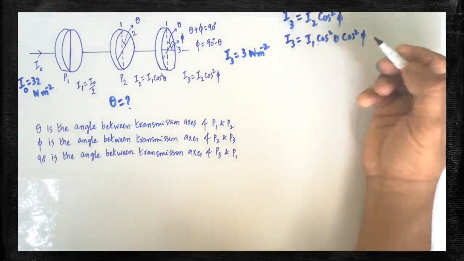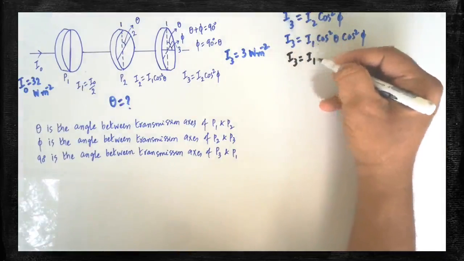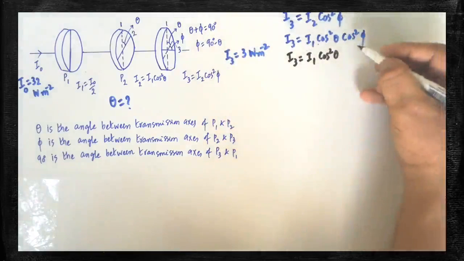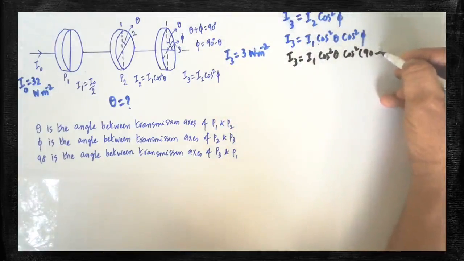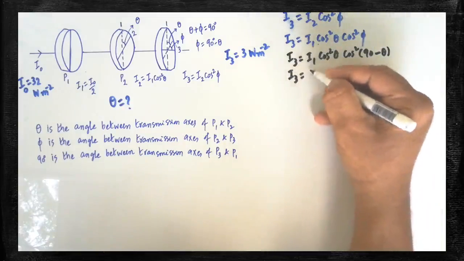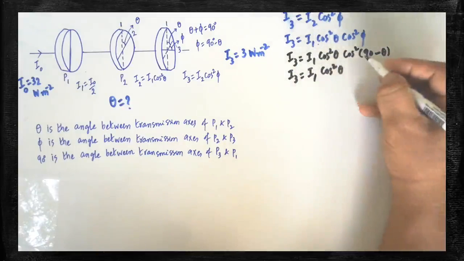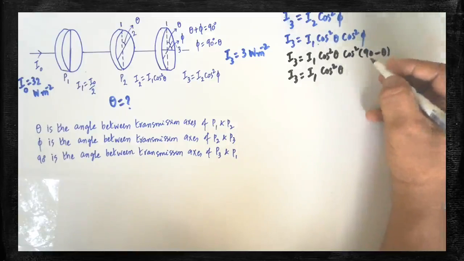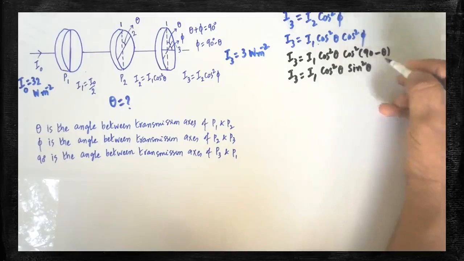In the next step, I3 is equal to I1 cos square theta. We know the formula for pi. Instead of pi, there you substitute 90 minus theta. I3 is equal to I1 cos square theta, cos square 90 minus theta, that can be converted into sin square theta. Okay.